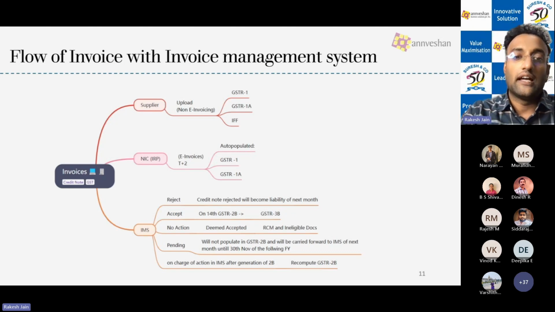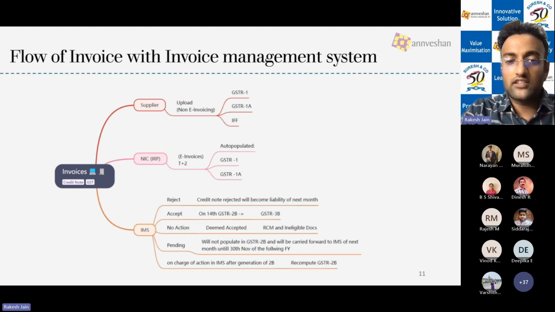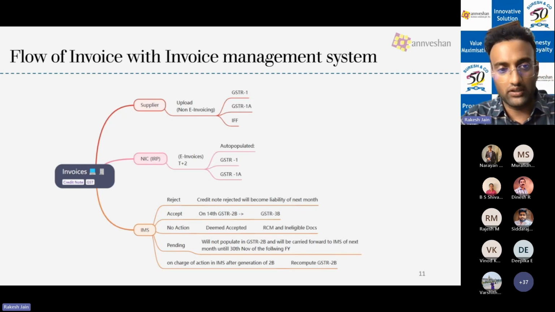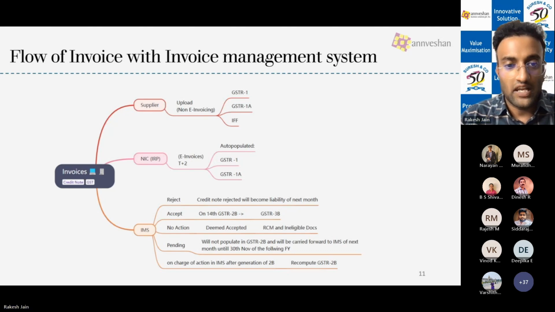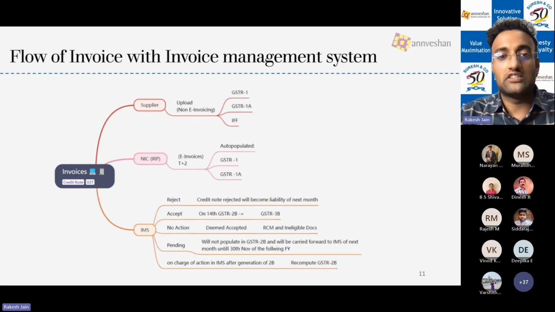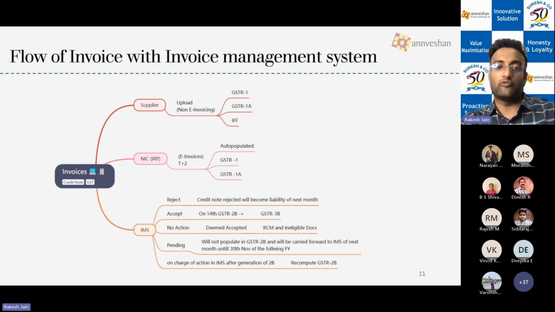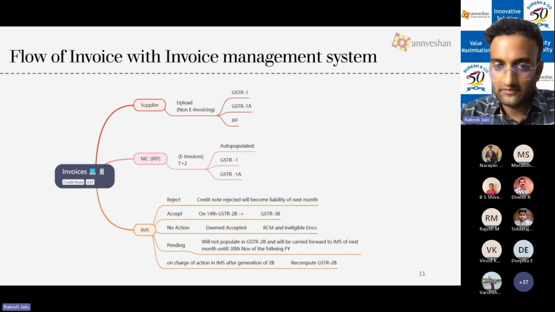So what will happen? The record will come to your invoice management system. You may say accept, reject, or no action or pending. These are the options which are provided on the GST portal for every record. I will also be showing you how it looks on the GST portal system. We will take you through every step of the IMS in our further slides.